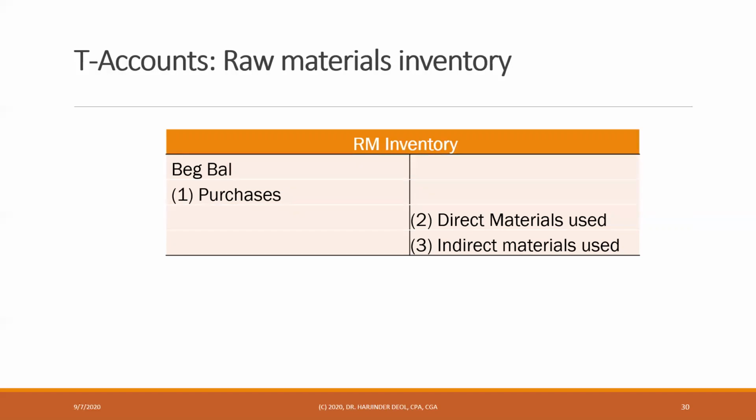You will add up the amounts on the debit side. You will also add up the amounts on the credit side. The total of the debit will be greater than the total on the credit side, or at worst, the two sides will be equal to each other. If that were the case, there will be no ending balance of raw materials inventory. But in most cases, there will be some ending balance of raw materials inventory left over, and that will be shown on the debit side of the T account.